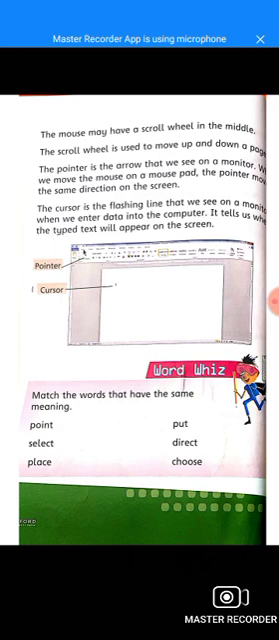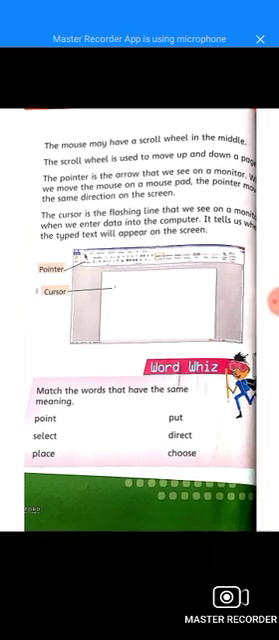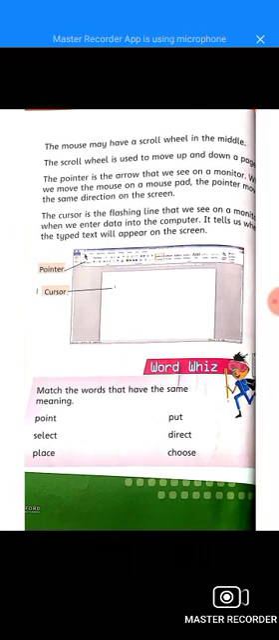The mouse has a scroll wheel in the middle. The scroll wheel is used to move up and down the page. The pointer is an arrow that we can see on the computer screen. The mouse is put on a mouse pad. The pointer moves in the same direction as you move the mouse.